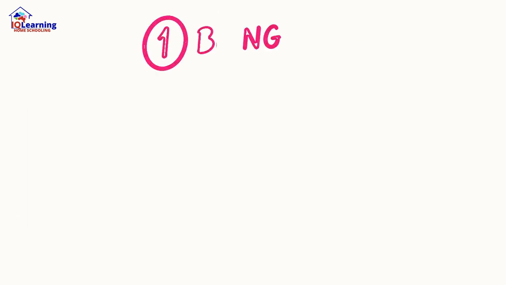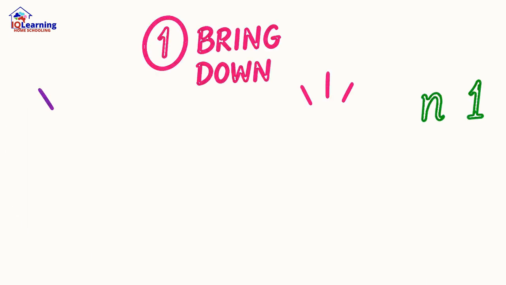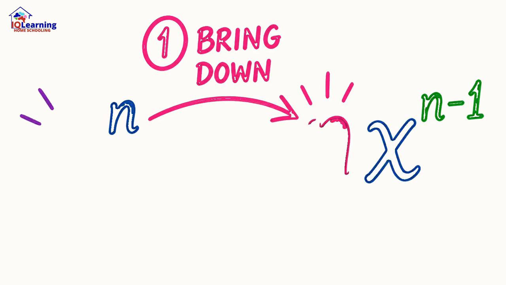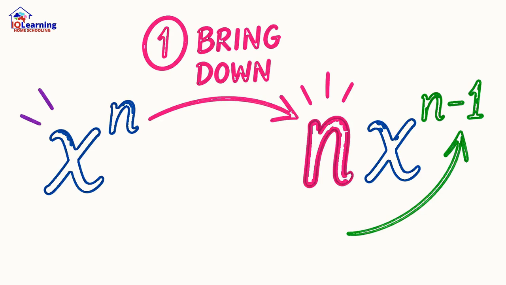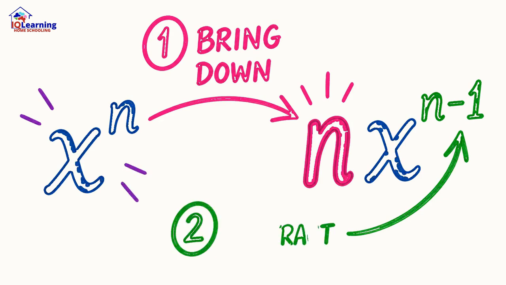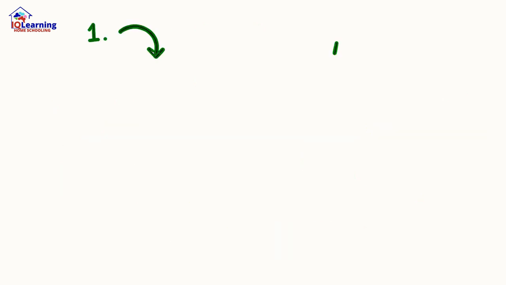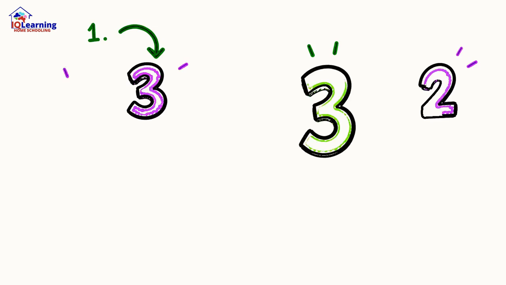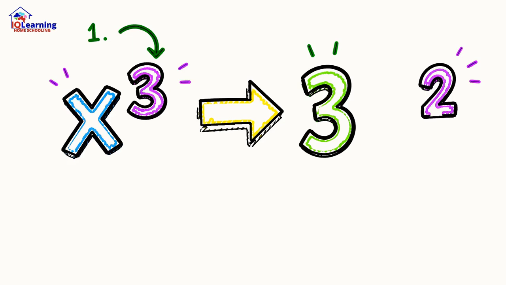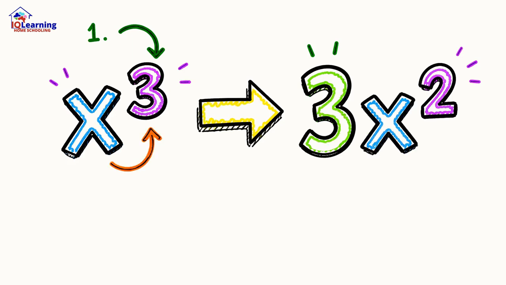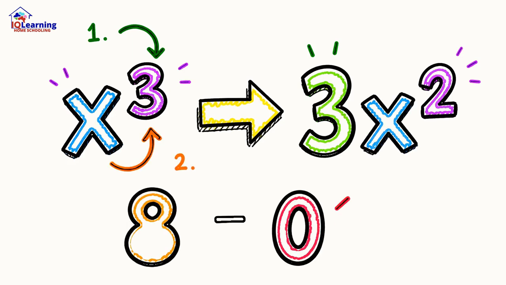The rule is a simple two-step algorithm. Step 1, bring down. You multiply the front of the term by its current power. Step 2, subtract. You reduce that power by 1. So a term like x cubed becomes 3x squared. Easy. A constant like the number 8 isn't changing at all, so its derivative is simply 0.